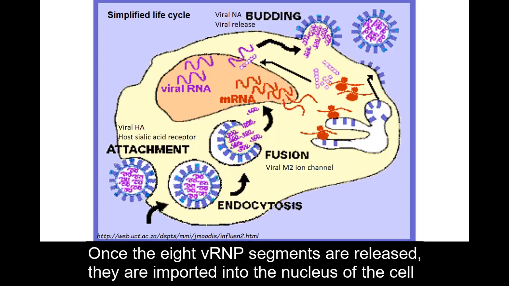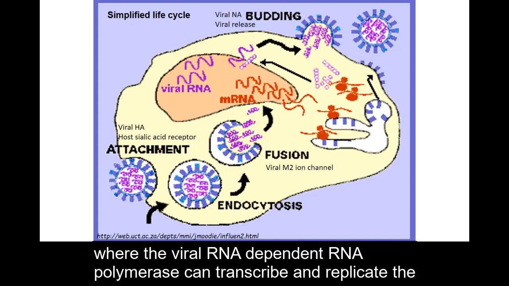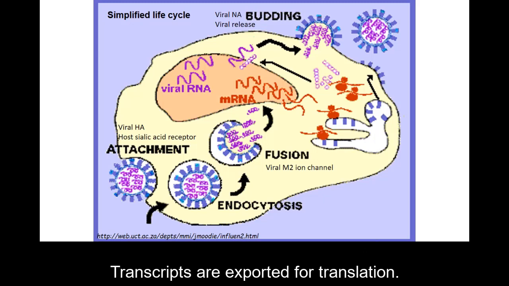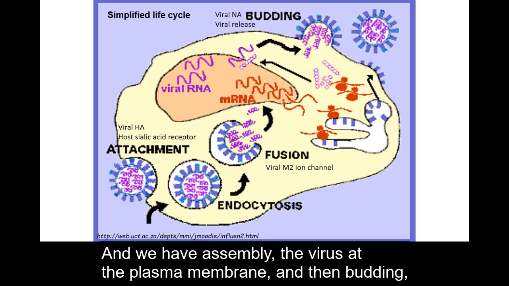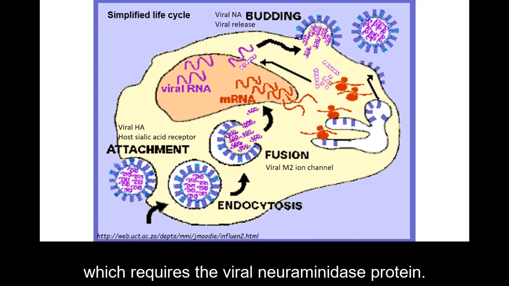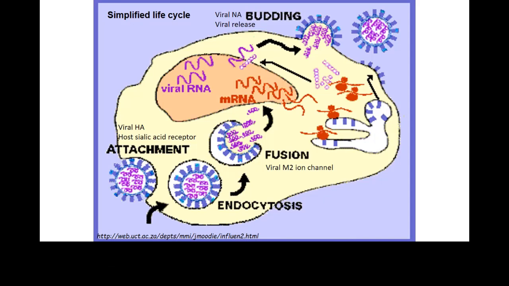Once the 8 vRNP segments are released, they're imported into the nucleus of the cell where the viral RNA-dependent RNA polymerase can transcribe and replicate the genome. Transcripts are exported for translation, and the replication products are assembled, and we have assembly of the virus at the plasma membrane, and then budding, which requires the viral neuraminidase protein.